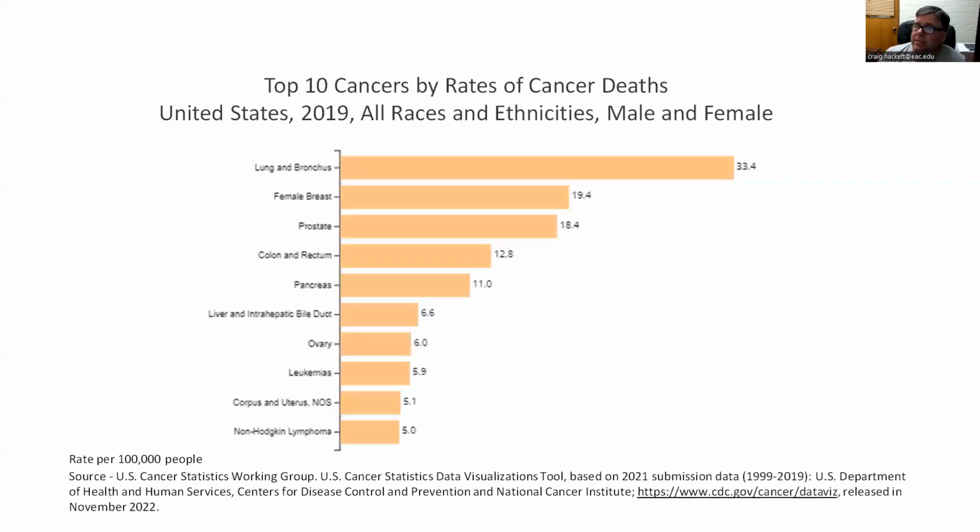And here's the top 10 cancer deaths as of 2019. There aren't any newer statistics, so we're still waiting for some. Lung cancer is right up there at the top, and by a lot: 33.4 per 100,000 people. And then, of course, breast cancer, prostate, and then we work our way down the list.